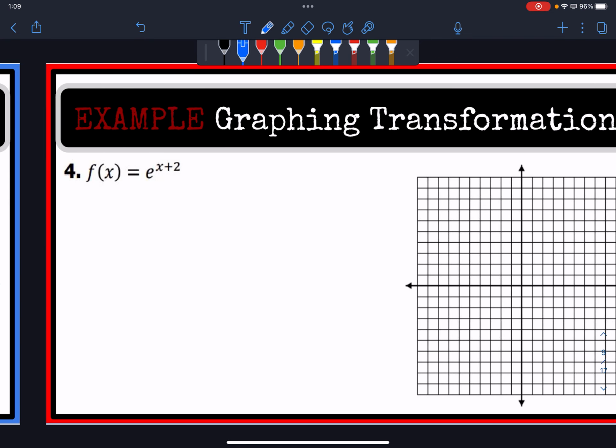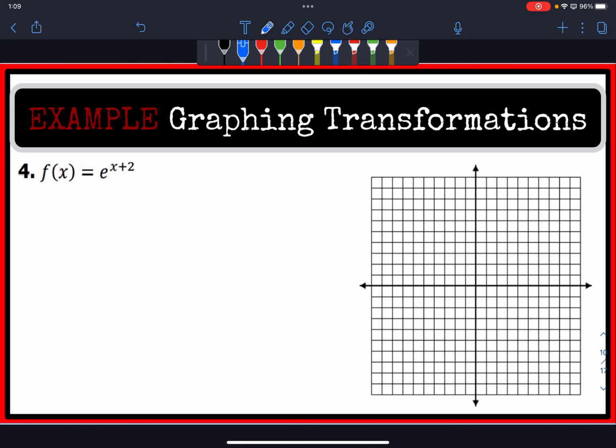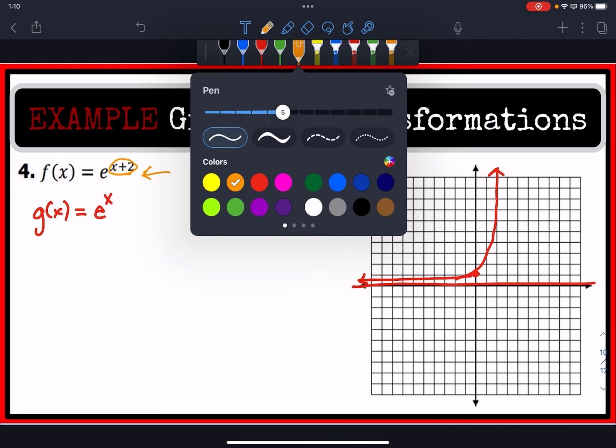Let's see, now let's look at a horizontal transformation, so horizontal translation. So again, just for a point of reference, let's graph g of x as e to the x. Let's graph that one. So that looks like this. Now the plus 2 is simply going to shift this function, this red function, 2 units to not the right, but to the left.